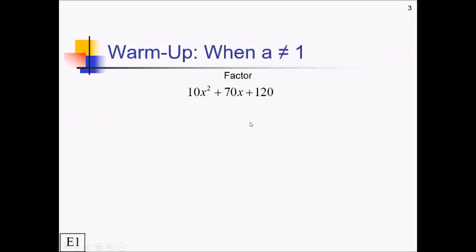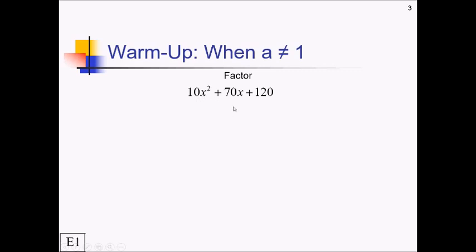For the warm-up, we have this expression that we're trying to factor. Pause the video and see how far you can get using the tricks and tools that you know so far. Alright, so maybe you thought about trying to figure out numbers that multiply to 120 and add up to 70. Unfortunately, that trick does not work if you have something other than a 1 next to the x squared.